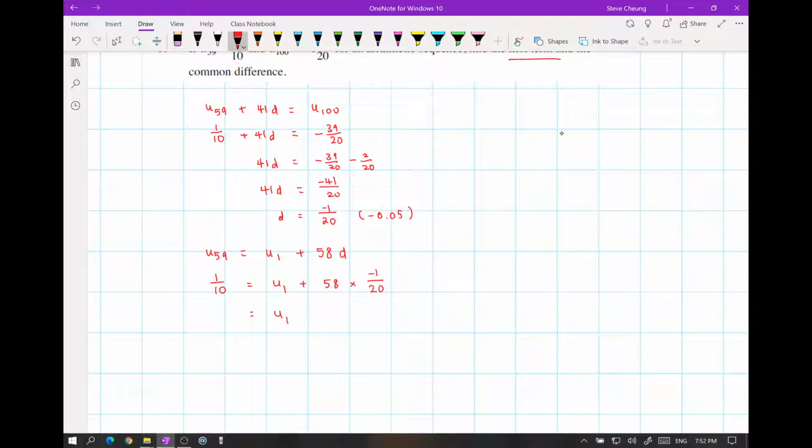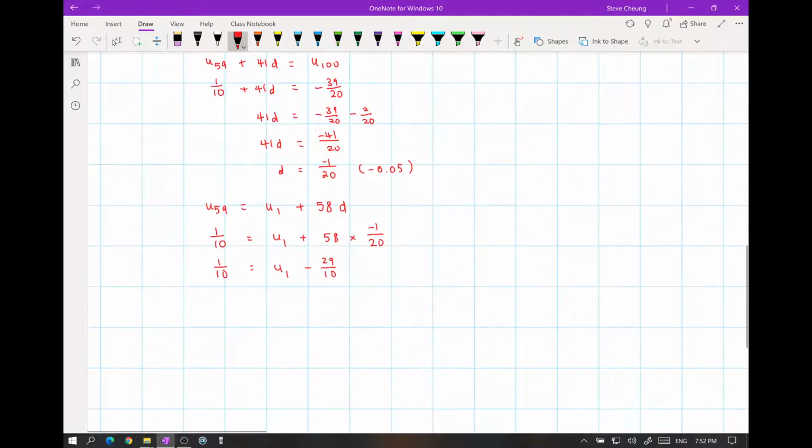That should be, let me simplify it, so this becomes 29/10. And move it to the other side. So the first term is 3.